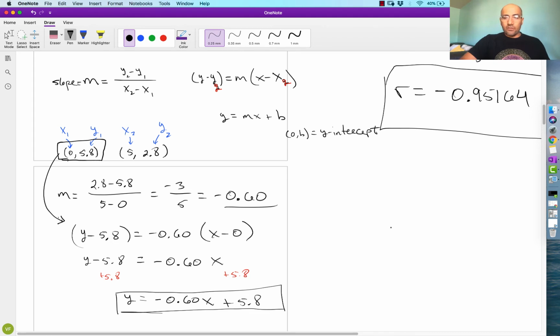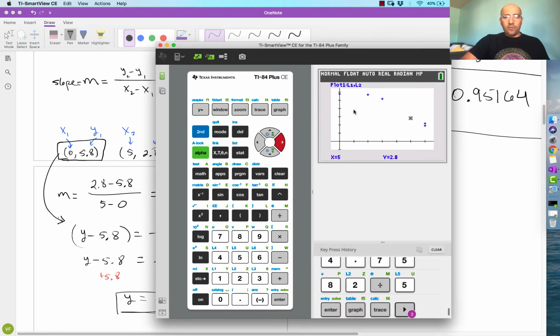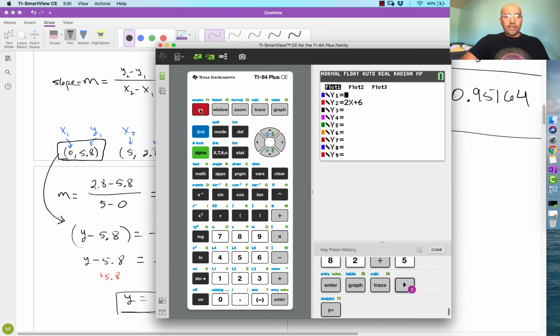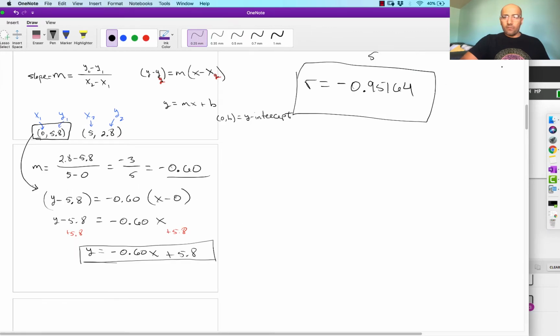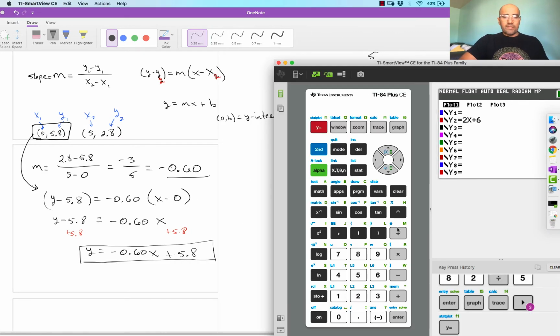So I'm going to go back to y equals, remember it was the line that connects this point and that point, so I'm going to go to y equals, and I'm going to type in that formula. So I'm going to type in negative 0.60 x plus 5.8. Enter. Okay, so there's my line.